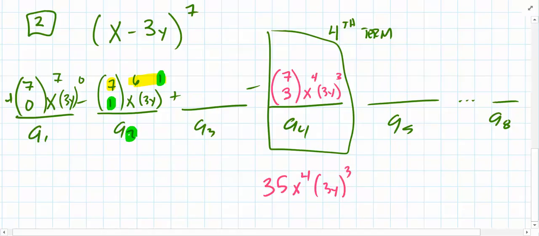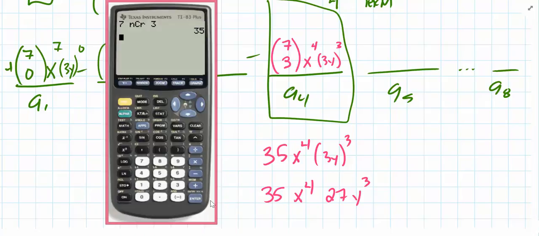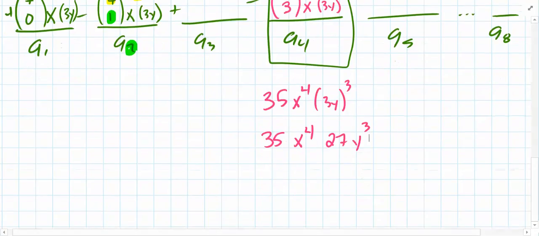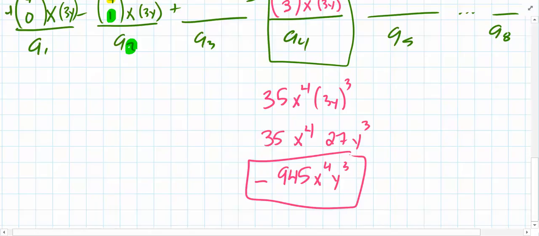Now, what's 3 to the 3rd? 3 times 3 is 9, 27. So I'm going to have 35 times x to the 4th times 27 y to the 3rd. Now, what's 35 times 27? Anybody figured it out yet? 945. Yeah, I think you're right. Got 945 out of that? Yep, there it is right there. So we're looking at a negative 945 x to the 4th, y to the 3rd. And that's how we can skip up and find any term in the binomial that we want.